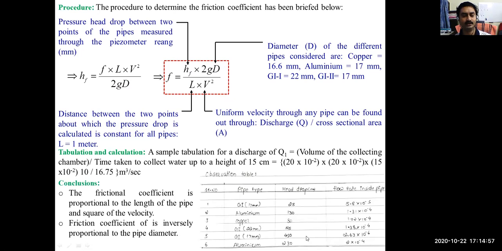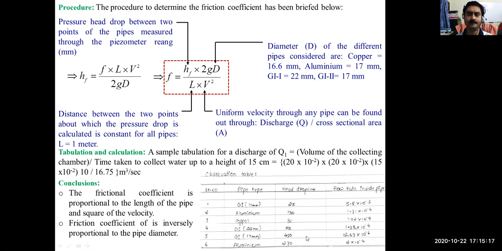Okay. Finally, the conclusion. This formula is based on the assumption that the frictional coefficient is proportional to the length of the pipe, and also directly proportional to the square of the velocity. And the friction coefficient is also inversely proportional to the pipe diameter. These are known facts, so these few conclusions are mentioned.